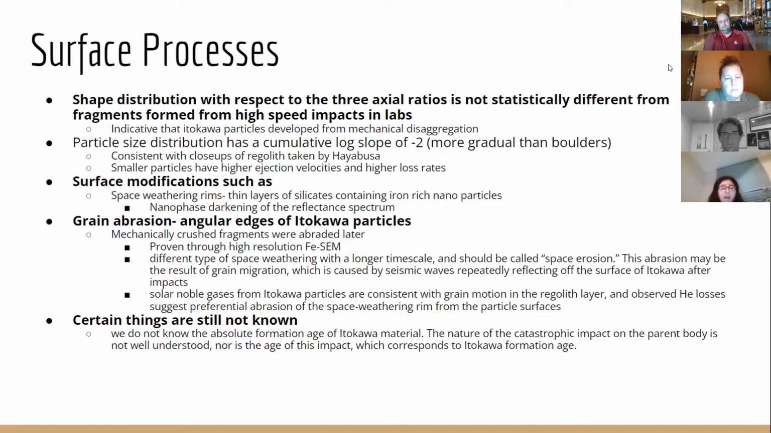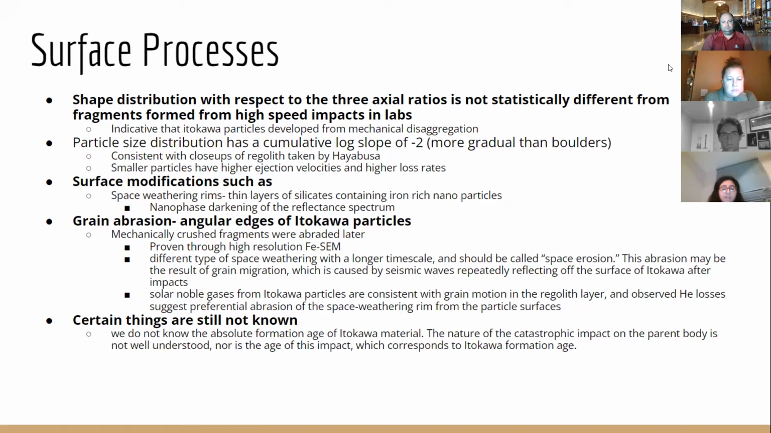Surface modifications on the asteroid include these space weathering rims, which are basically thin layers of silicates containing iron-rich particles. And then the nanophase darkening has to do with the reflectance spectrum. Another important aspect of the surface of Itokawa is the grain abrasion of certain particles. We see that the particles have these angular edges, and this shows us that they're probably mechanically crushed rather than eroded almost. And this has been proven through high resolution FE-SEM techniques.